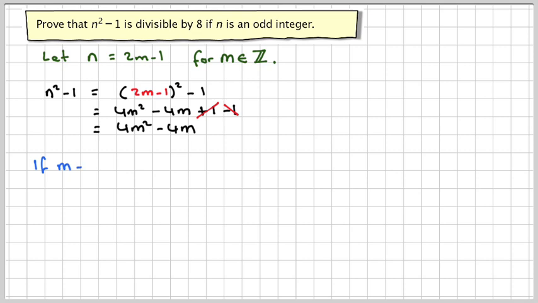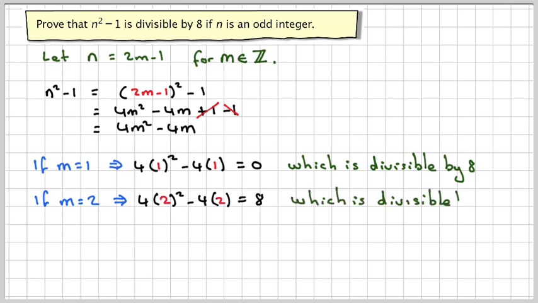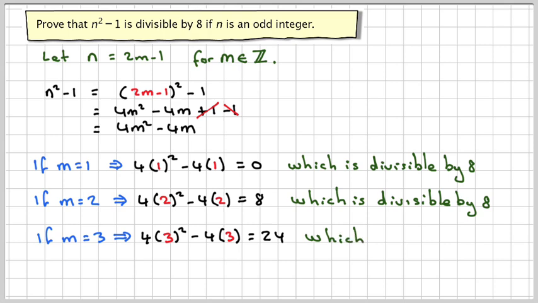Now, if m is 1, 4 times 1 squared minus 4 times 1 is actually equal to 0, which is divisible by 8. And then if m is 2, we've got 4 times 2 squared minus 4 times 2, 16 minus 8 gives us 8, which is also divisible by 8. And let's try m is equal to 3. Same idea. 4 times 3 squared, 9 times 4 is 36, minus 12 will give us 24, which is divisible by 8. But we can't keep on doing that.